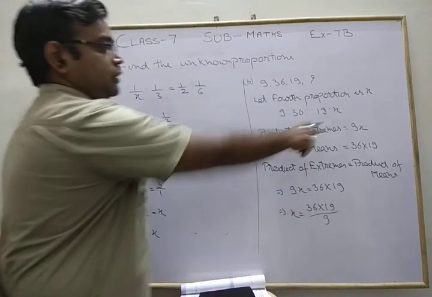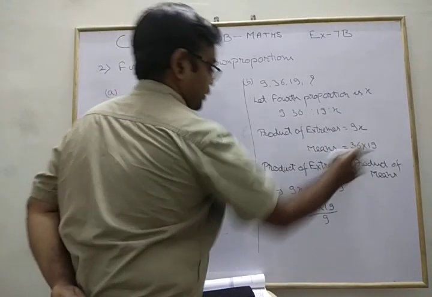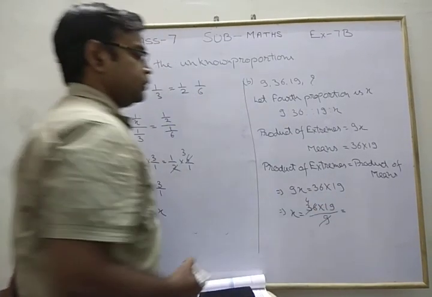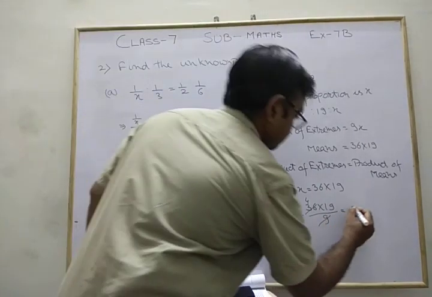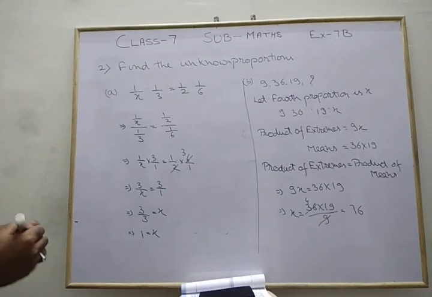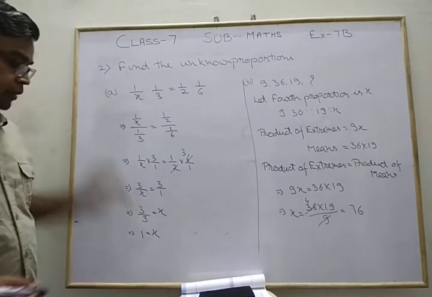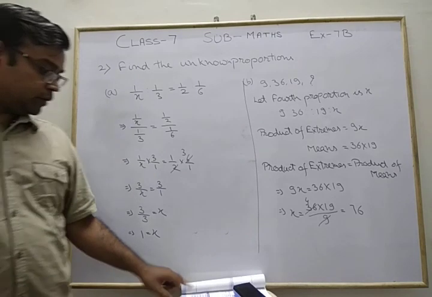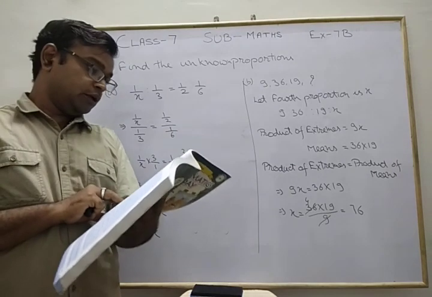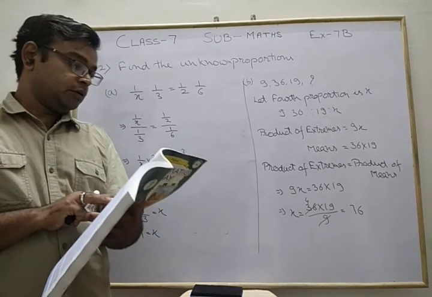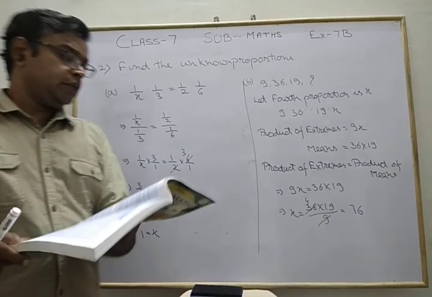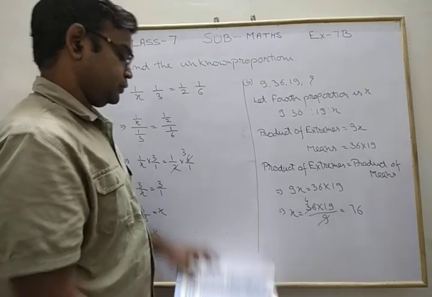For this I leave that 36, not multiplying here. 9 ones are 9, 9 fours are 36. Then 4 into 90, 360. So the value of x is 360. Likewise, we will solve this type of question. So till today we solved first, second, and third types of question. One more question for today. One more question I am going to solve. Then finish today's class.